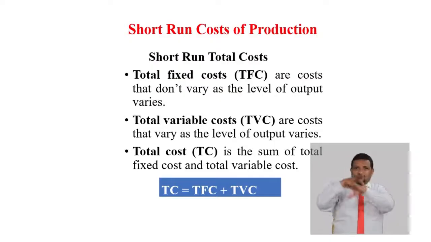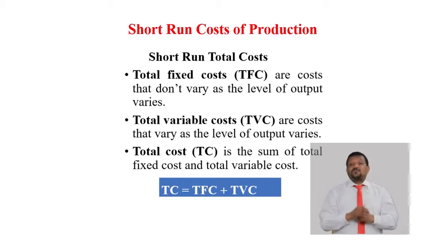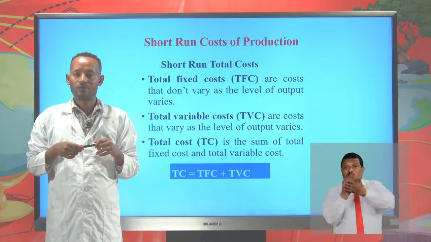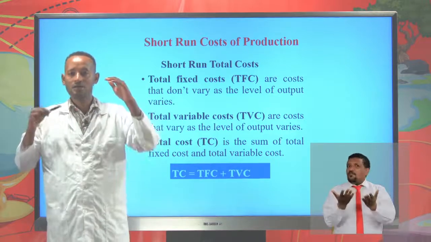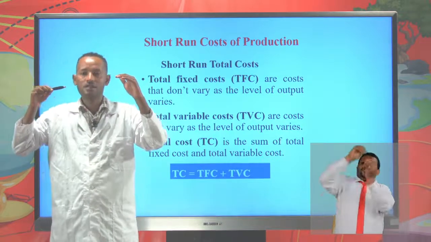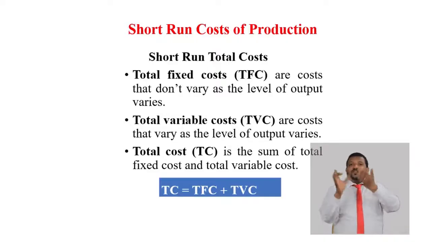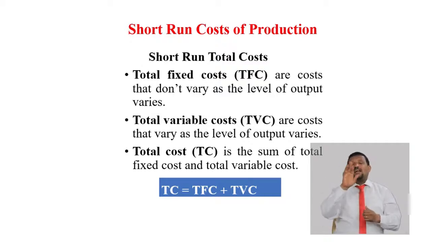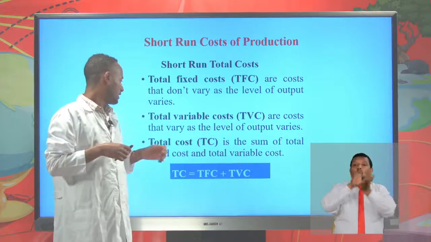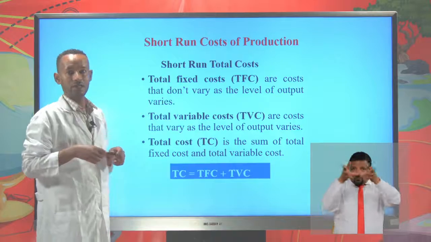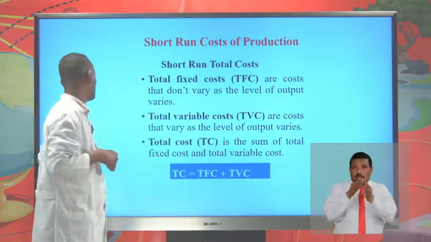The total variable cost is a cost that directly varies as the level of output varies. A cost that increases as output increases, and decreases as the output decreases, is called a variable cost. These variable costs are the costs of variable inputs. Finally, the total cost of production is the sum of the total fixed costs and the total variable costs of production.